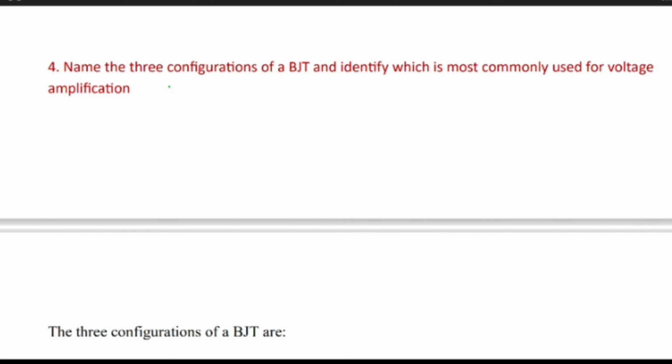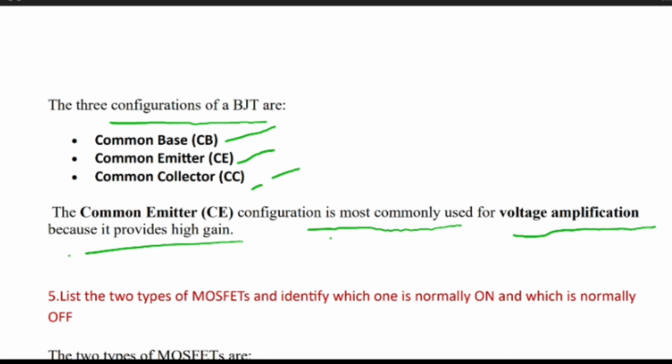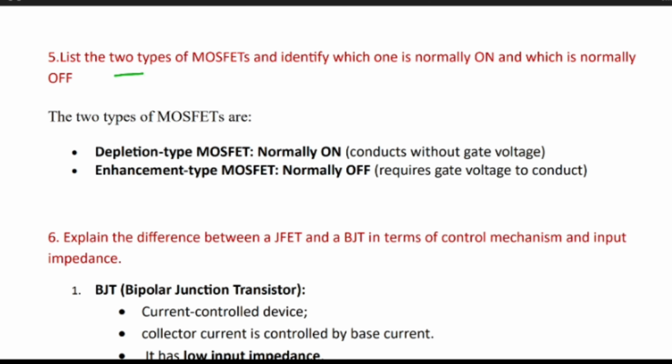Next: name the 3 configurations of BJT and identify which is most commonly used for voltage amplification. The 3 configurations of BJT are common base, CB; common emitter, CE; and common collector, CC. The best one is the common emitter configuration, most commonly used for voltage amplification because it provides high gain.